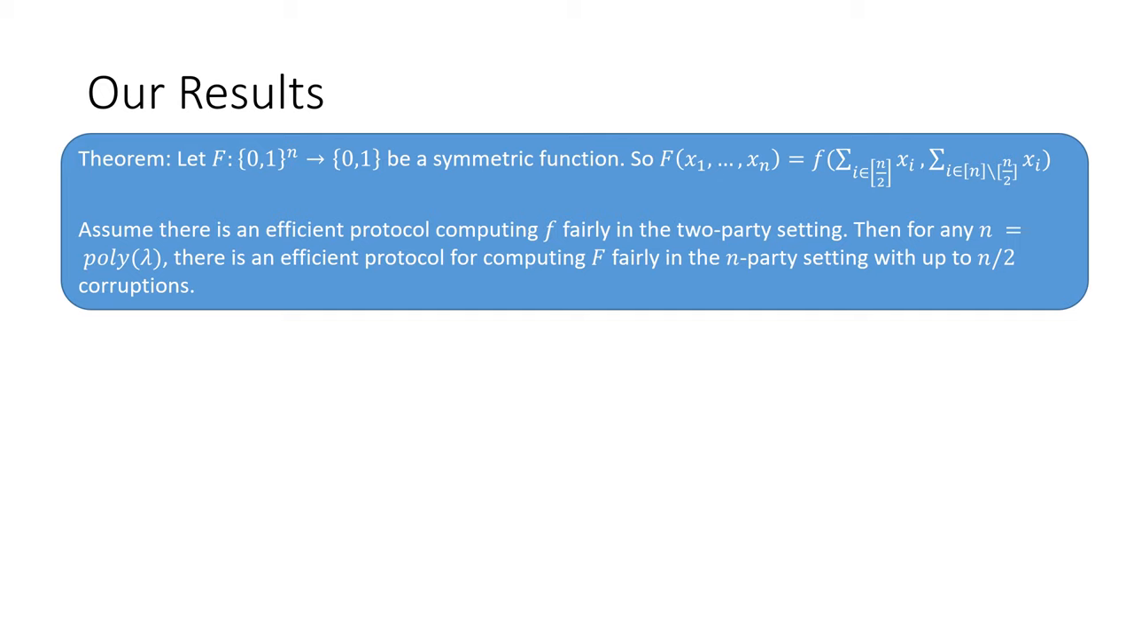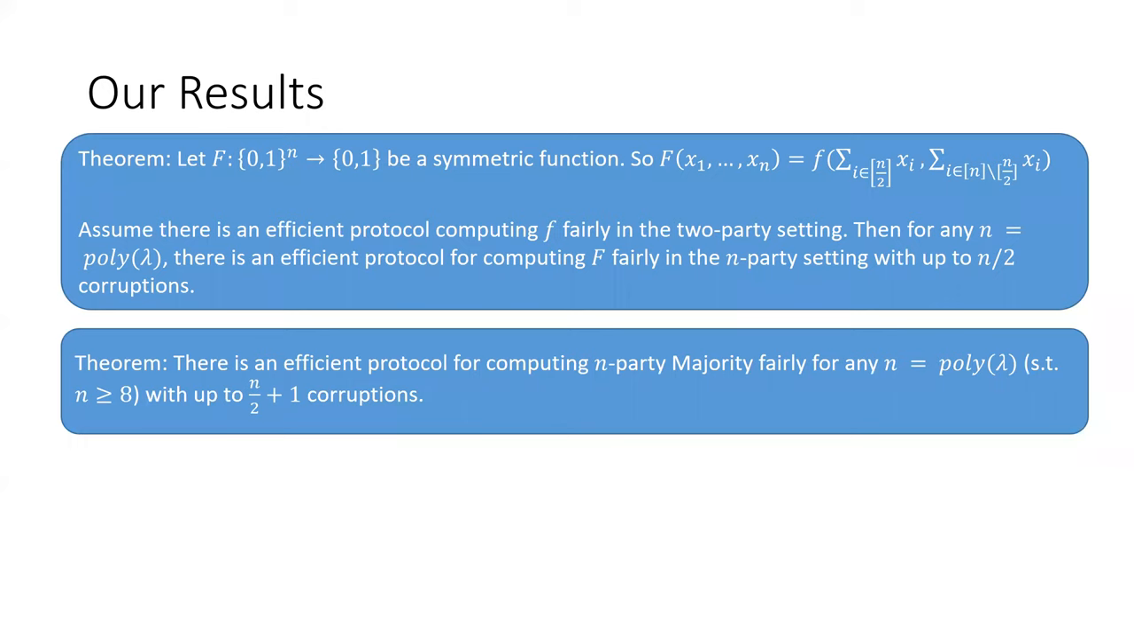Assuming there is an efficient protocol computing little f fairly in the two-party setting, then for any polynomial number of parties, we show that there is an efficient protocol for computing big F fairly in the n-party setting with up to n/2 corruptions.